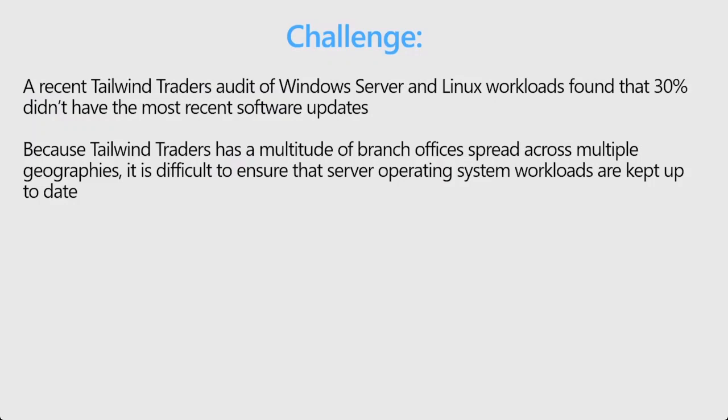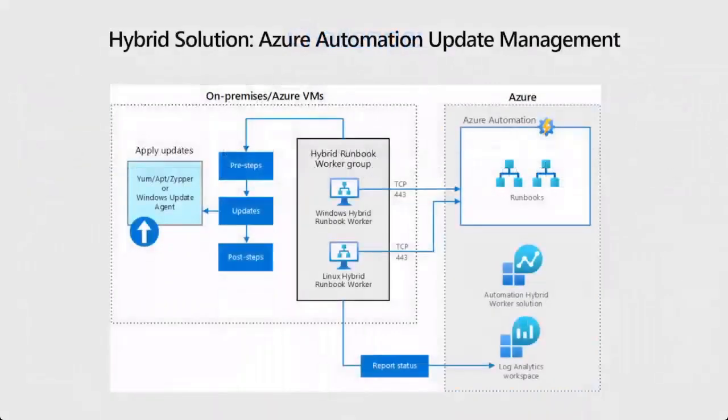So one way of Tailwind Traders addressing this problem, a hybrid way, is using Azure Automation Update Management. And this is another way of thinking about how the hybrid cloud can work in your environment. Because in a hybrid solution, you can have your management layer that does all of your monitoring running in the cloud, and you can keep all of your workloads still on-prem.